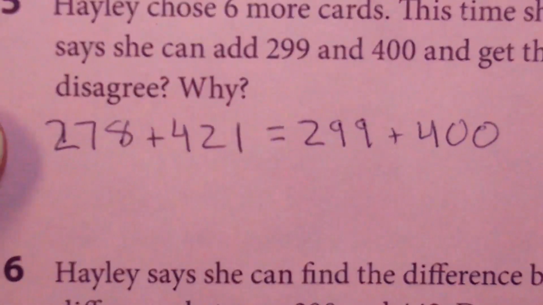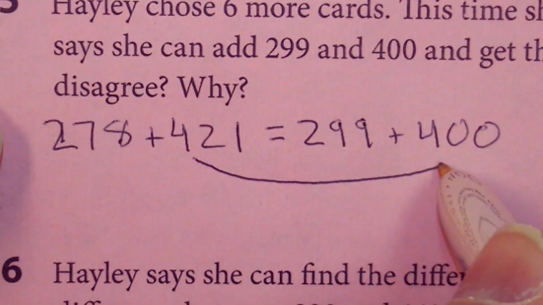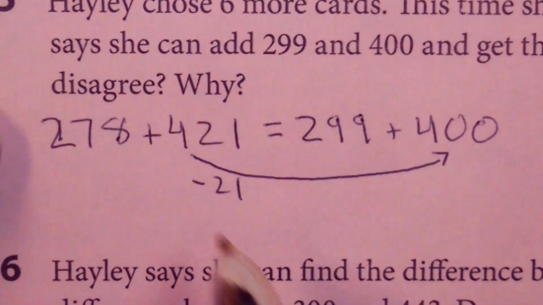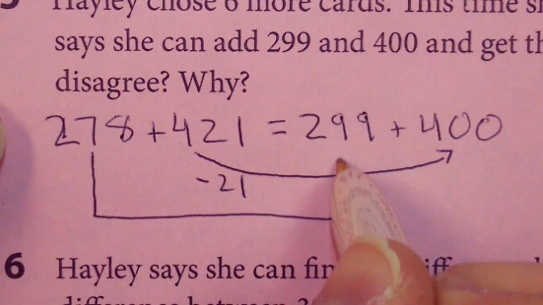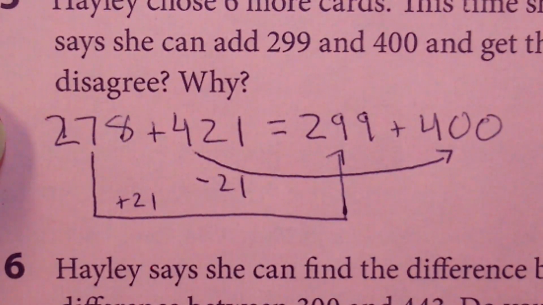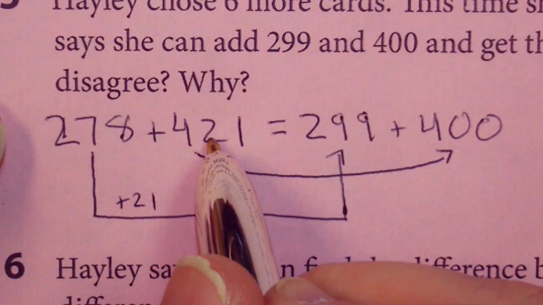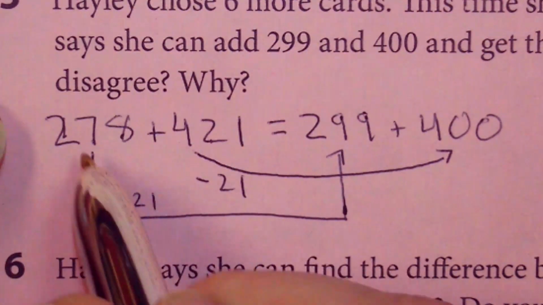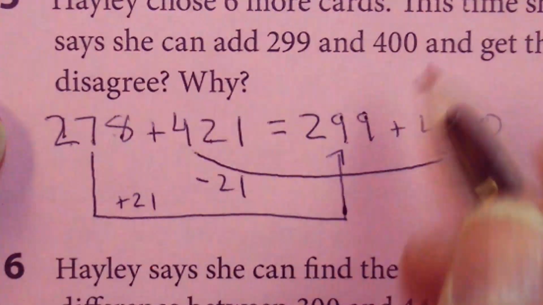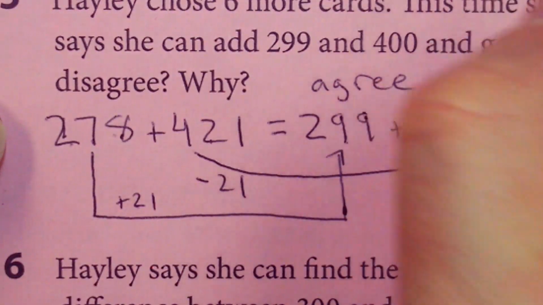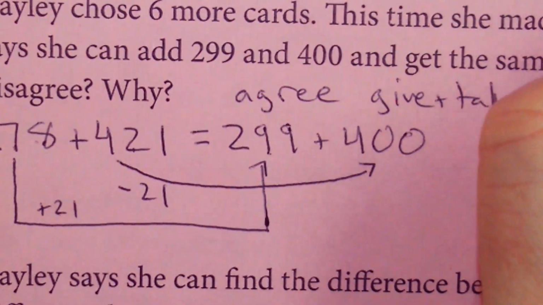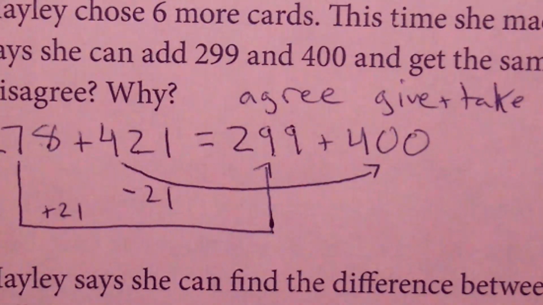So using that information, how did they turn 421 into 400? Well, they had to subtract 21. And according to our rule, give and take, if you take away from one number, you have to add it to the other number. So they take 21 away here, add 21 here. 278 plus 21 is 299. So we agree. Why do we agree? Because they used give and take. And they did it accurately, right?